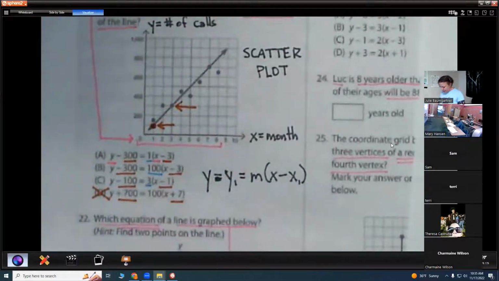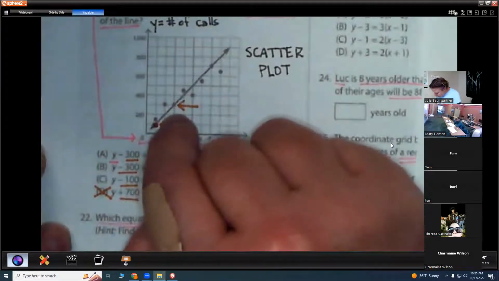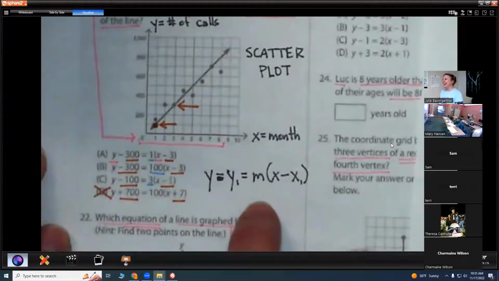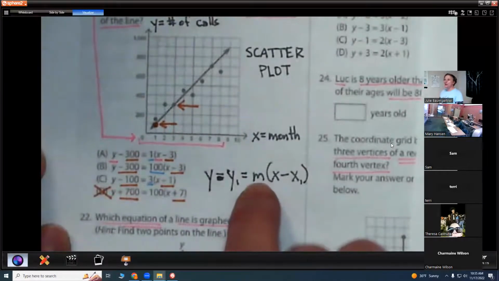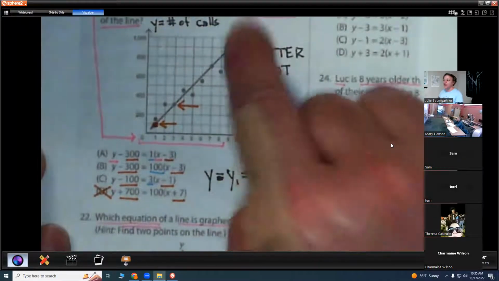Any thoughts or ideas? No? Okay, no worries. Moving up would be 3 to go 1, 2, 3. Okay, good. The slope, once again, is telling us the steepness of the line.